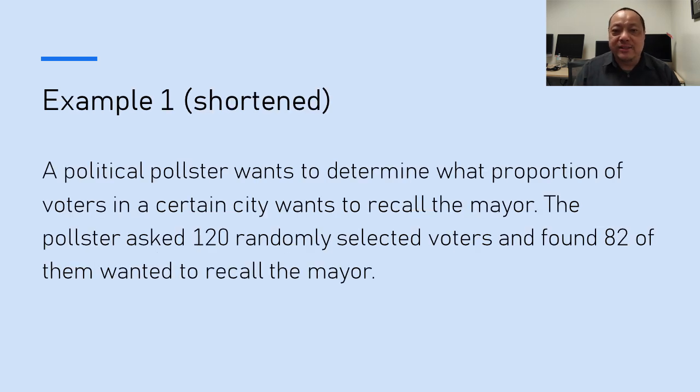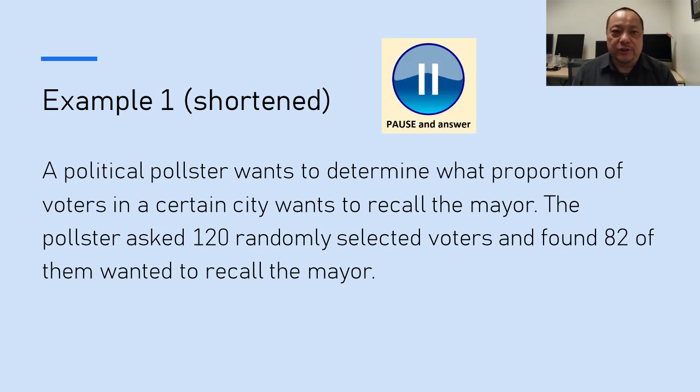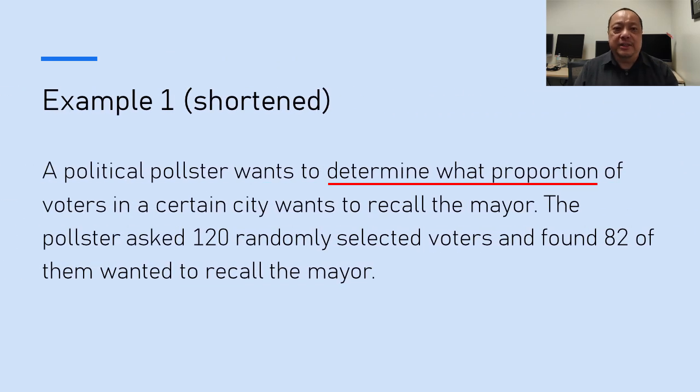So for example, our example 1 again would be shortened to something like this. Now, what part of this tells us whether it is a CI question or an HT question? Pause and answer first. This part right here is what tells us it is a confidence interval question. It uses the verb determine. Well, okay, not compute or estimate, but it has to determine what is the proportion, right? So that's asking for a value, and that makes it a CI question.